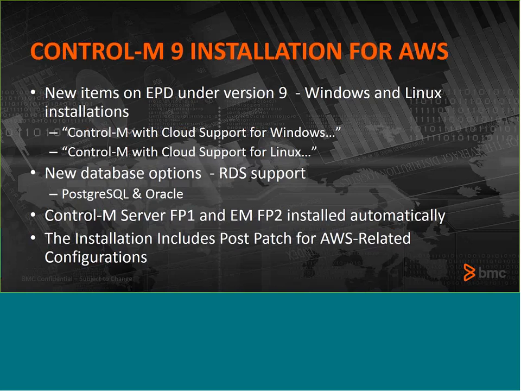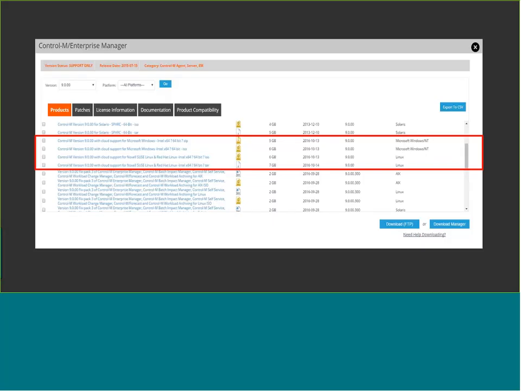The versions that are cloud-enabled right now also include FixPack 1 of the Control-M server and FixPack 2 of the Enterprise Manager automatically. There are also some post-patch related configurations that the installation includes that were manual prior to this past September. When we look at EPD, this is what you'll find out there. Right now, there are 4 specific distributions for cloud support.